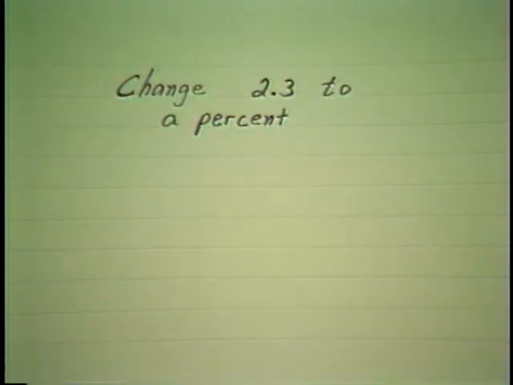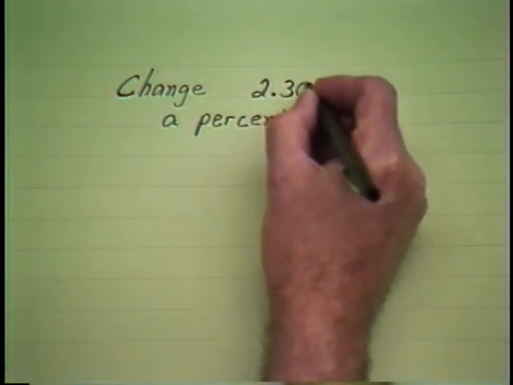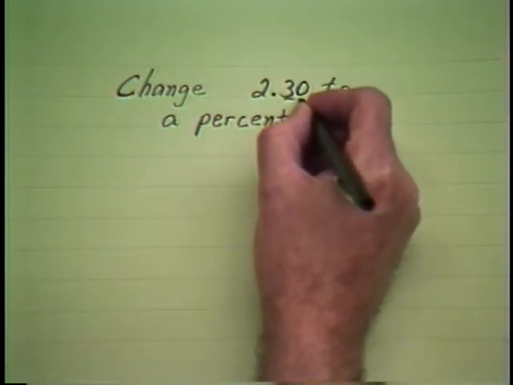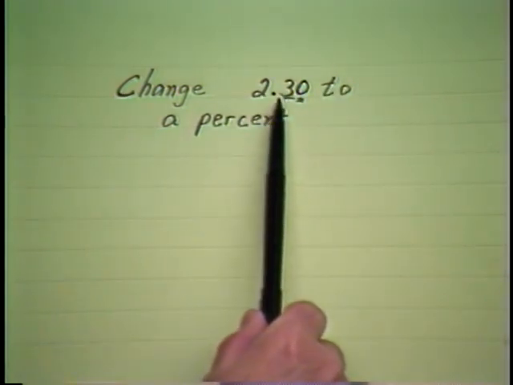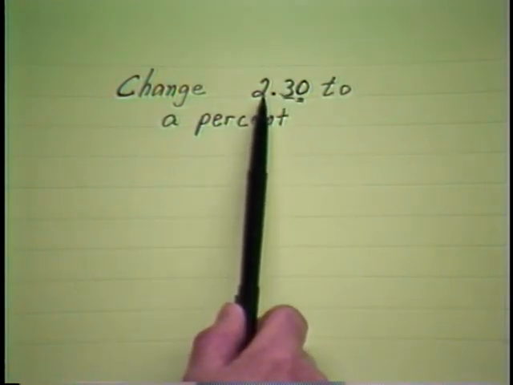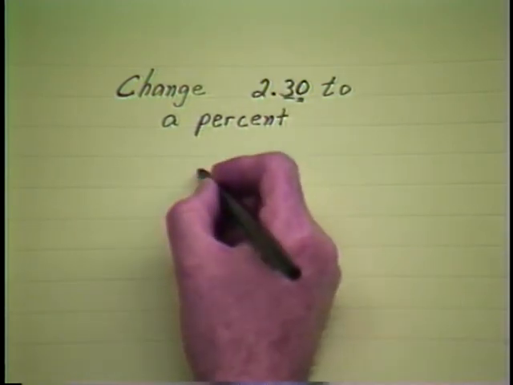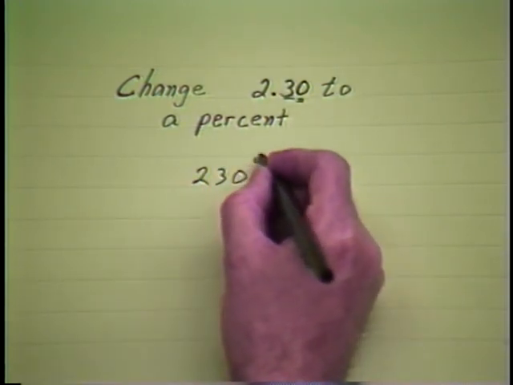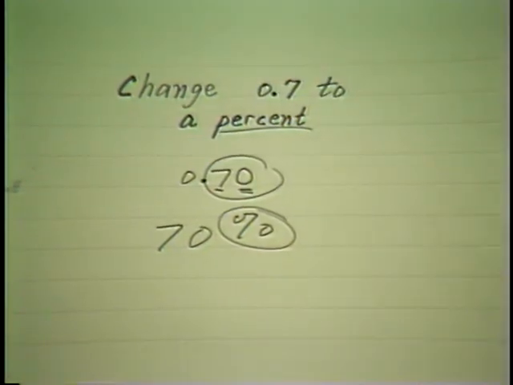Now in a problem like this, it's not quite so obvious. I could append the zero so that I have a hundredths, but there's a tendency to say that I have 30 hundredths. But what about this 2? This 2 is 200 hundredths. So really this would be 230%. But that's not quite so obvious as our previous problem.